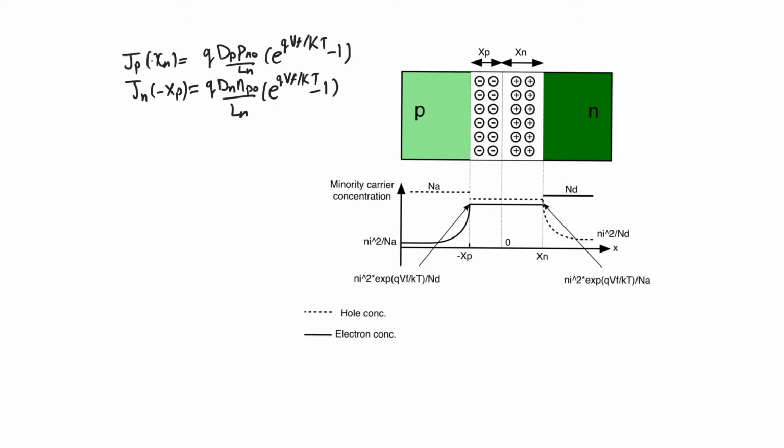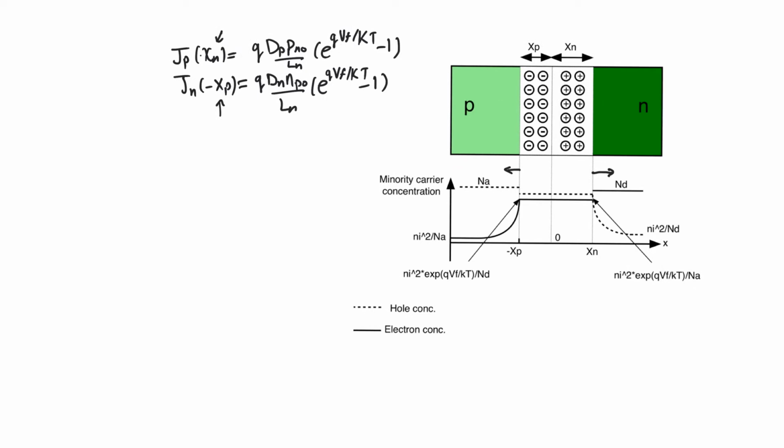So in the previous video, we derived expressions for the diffusion current across the depletion region in terms of distance. And we found two special diffusion currents. The diffusion current of holes just as it is entering the N zone, and the diffusion current of electrons just as it is entering the P zone. These are Jp of xn and Jn of minus xp.